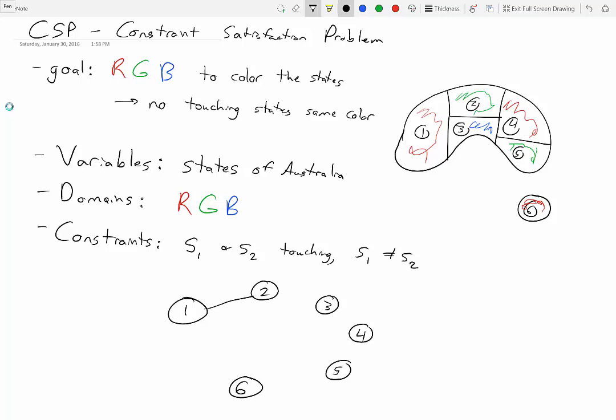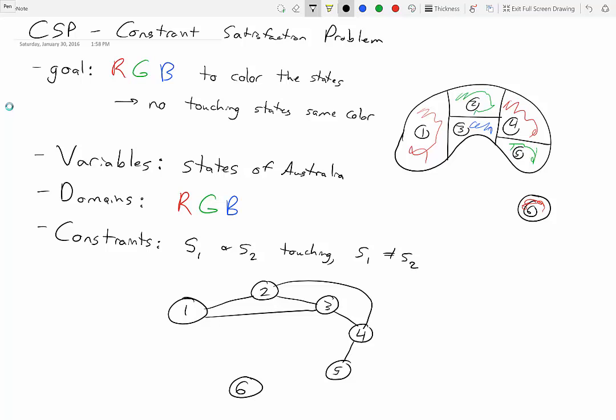So 1 and 2 are neighbors, 2 and 3 are neighbors, 1 and 3 are neighbors, 3 and 4 are neighbors, 2 and 4 are neighbors, 4 and 5 are neighbors, and 6 is all alone. Now let me check that I've got all my constraints. I think that looks about right.